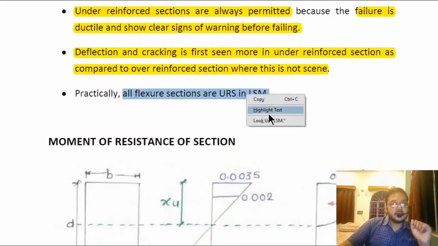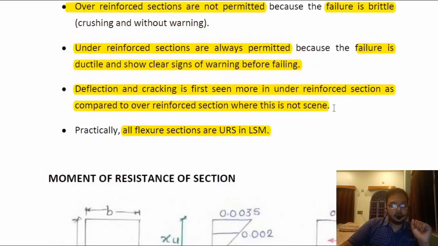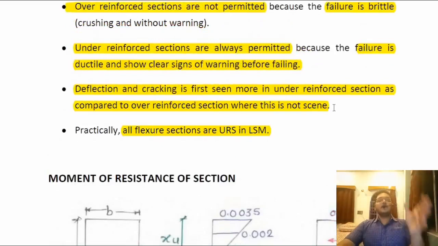Practically all flexure sections are URS in LSM. So in other words, the balanced section is our limit, and we are making all the designs in under reinforced section, that is URS, but we never go for a section which is higher than the balanced section.